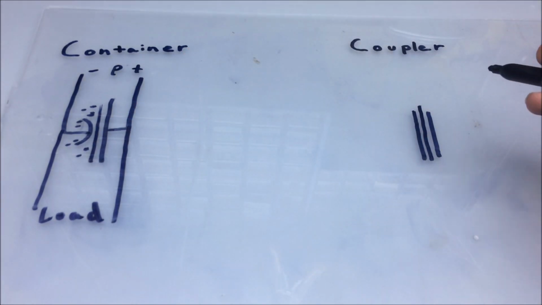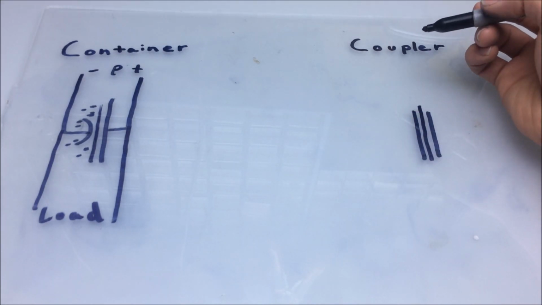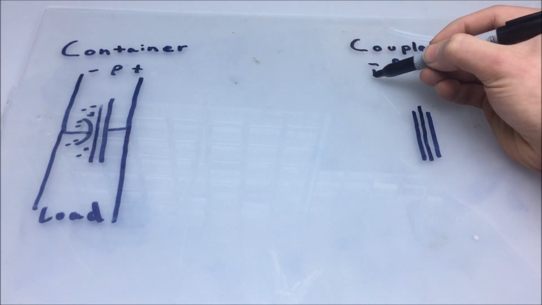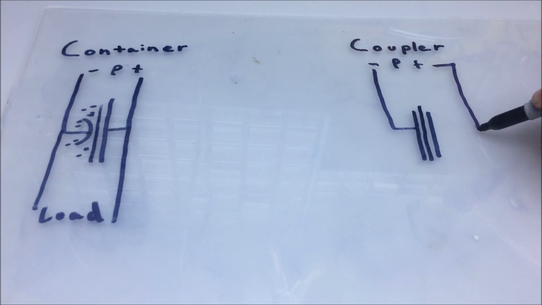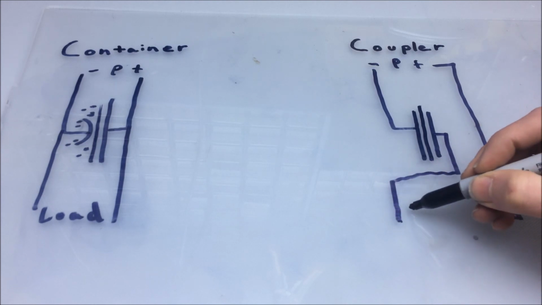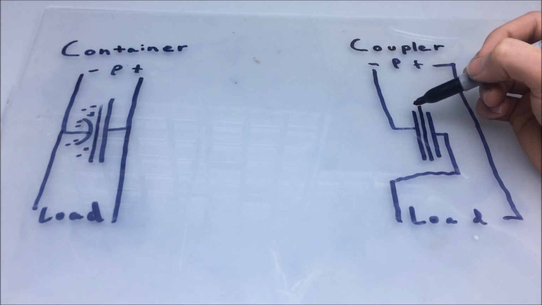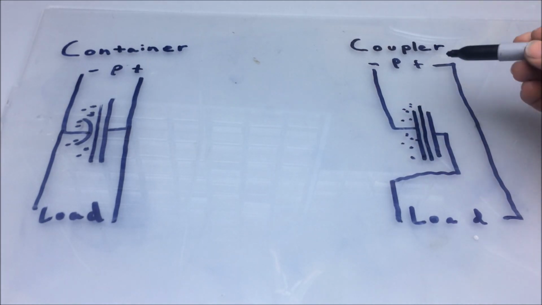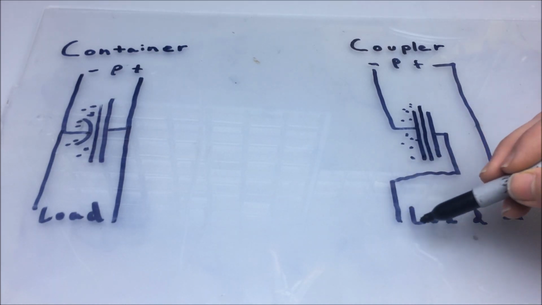A coupler can do the same task as a container, but it can also work with agitating circulation. So this goes in series with the load. Now I'm going to put the same P, negative, positive. I'm going to directly connect this up to the one side of the coupler. And then I'm going to draw another line straight down like this, and another one like this, and then to our load. Now if we put power into this, there will be some electrons that go here. But in order to do that, they have to draw the electrons from the other side of the container or coupler and go through the load.